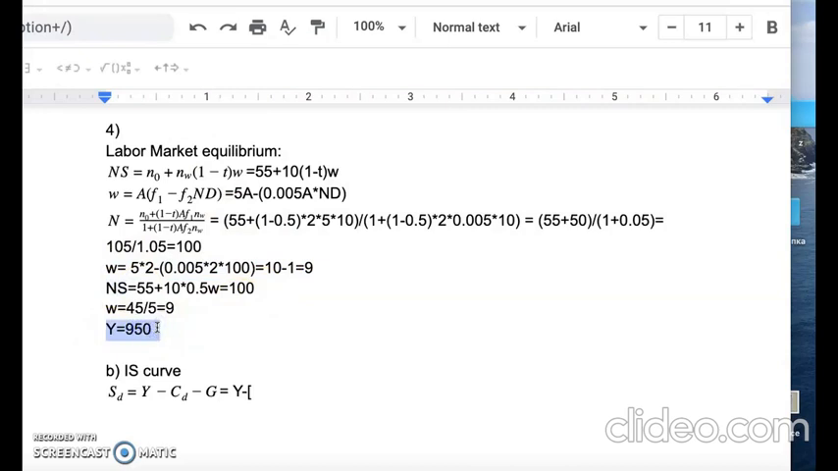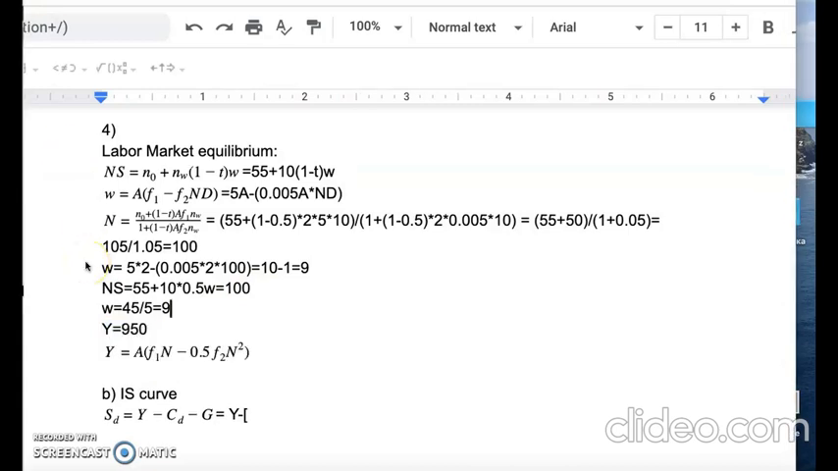full employment output. To define output, we will use this equation, which is also given in the ABC book, and here just substituting the values of N, and we also have the values of F2, F1, and A. We have all the values, and here we can find that our output is equal to 950.